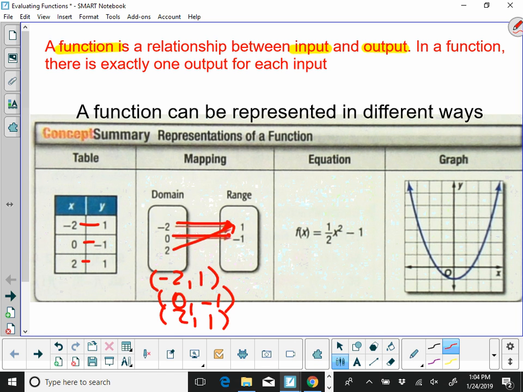An equation. This right here, does anybody know what f of x is the same as? Yes, it is the same as y. So this is the same thing as y equals 1/2 x squared minus 1. And then the fourth way that we can represent a function is a graph. Those are the four ways that we have.